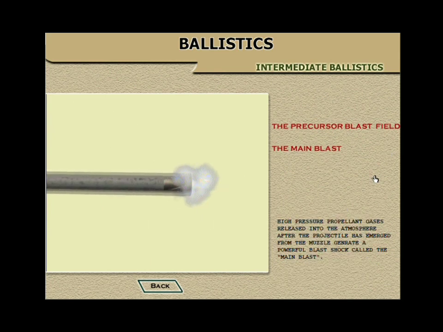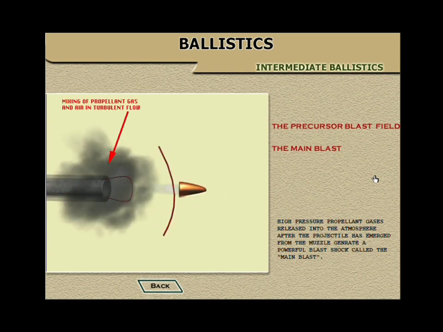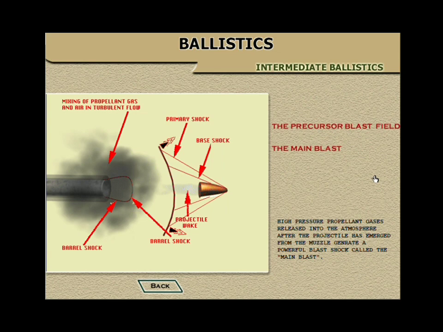Main blast field. This is caused on account of ejection of high pressure propellant gases. The release of propellant gases from the barrel and their sudden expansion results in increase in velocity and creation of shock waves around the base of the projectile. This gives additional acceleration to the projectile for several caliber lengths. A new barrel shock and Mach disc, ultimately shrinking into the barrel, are also formed.